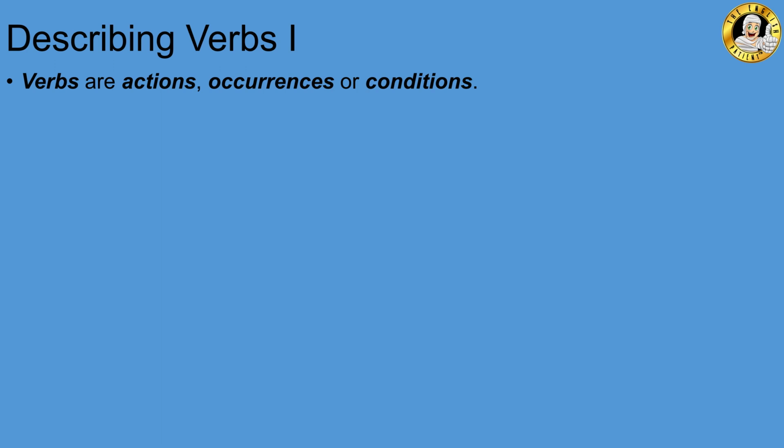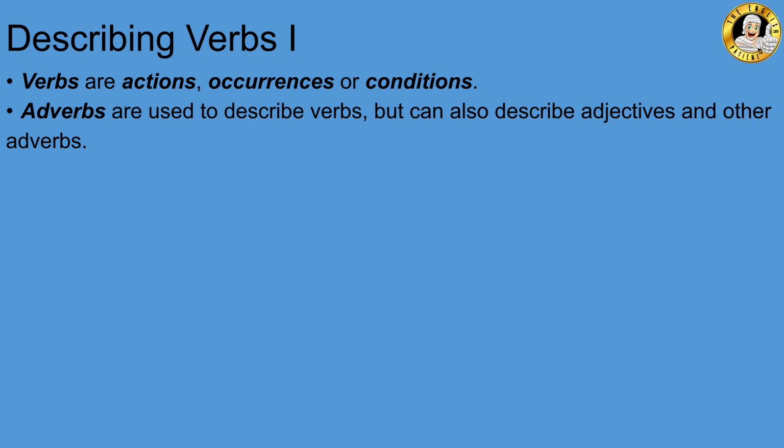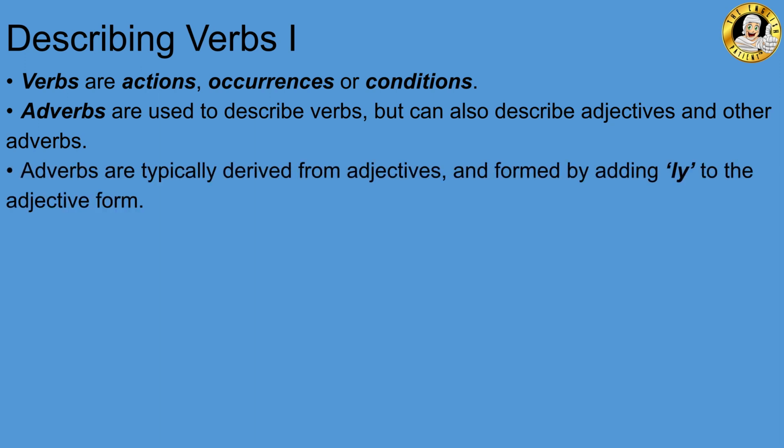Let's move on to look at how we can describe verbs. Now, verbs are actions, occurrences, or conditions. Adverbs are used to describe verbs, but as I mentioned earlier, they can also be used to describe adjectives and other adverbs as well. Now, adverbs are typically derived from adjectives. That means we take an adjective and then we morph or change it to turn it into an adverb. And this change usually takes the form of adding ly to the end of the adjective form.